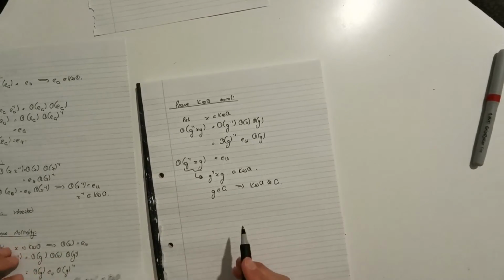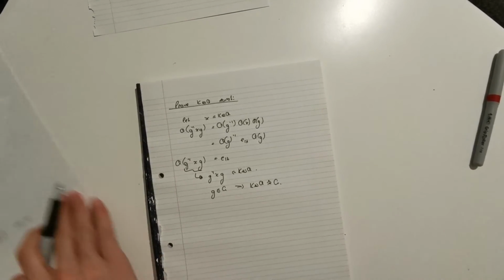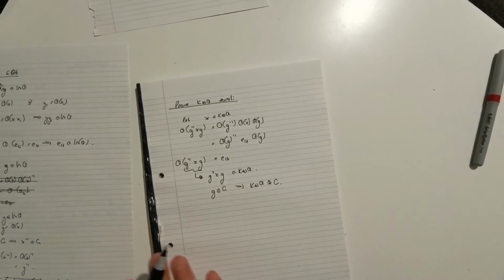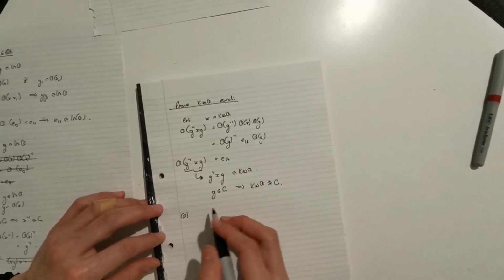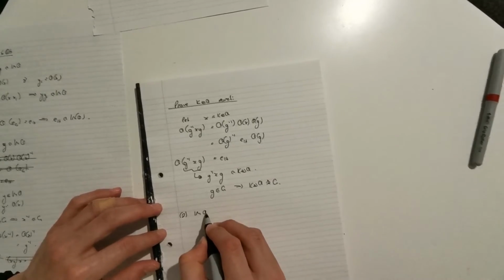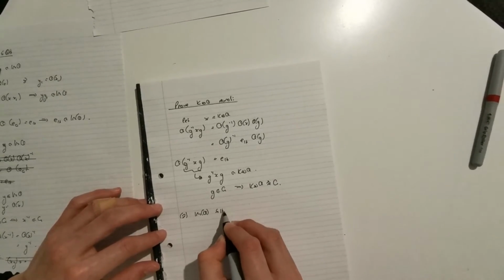So that was the first important result that's given by the first isomorphism theorem. Now we are going to move on to the second one, and that one says the image of theta is a subgroup of H.